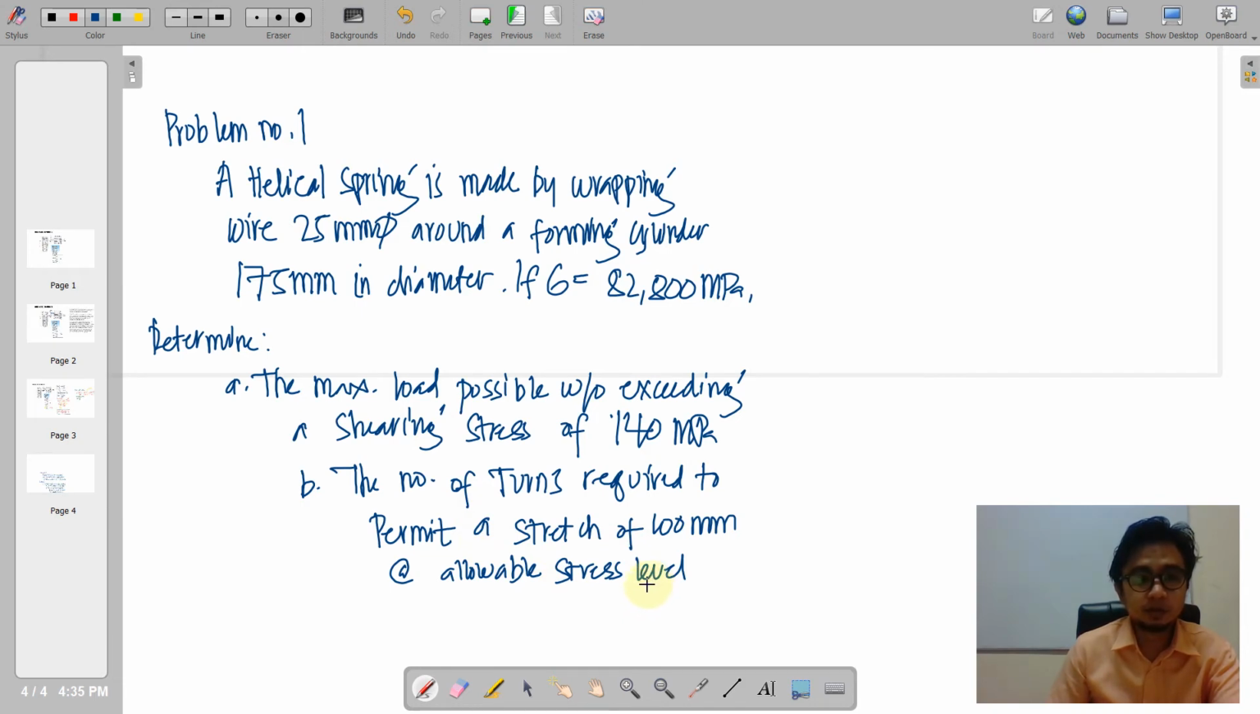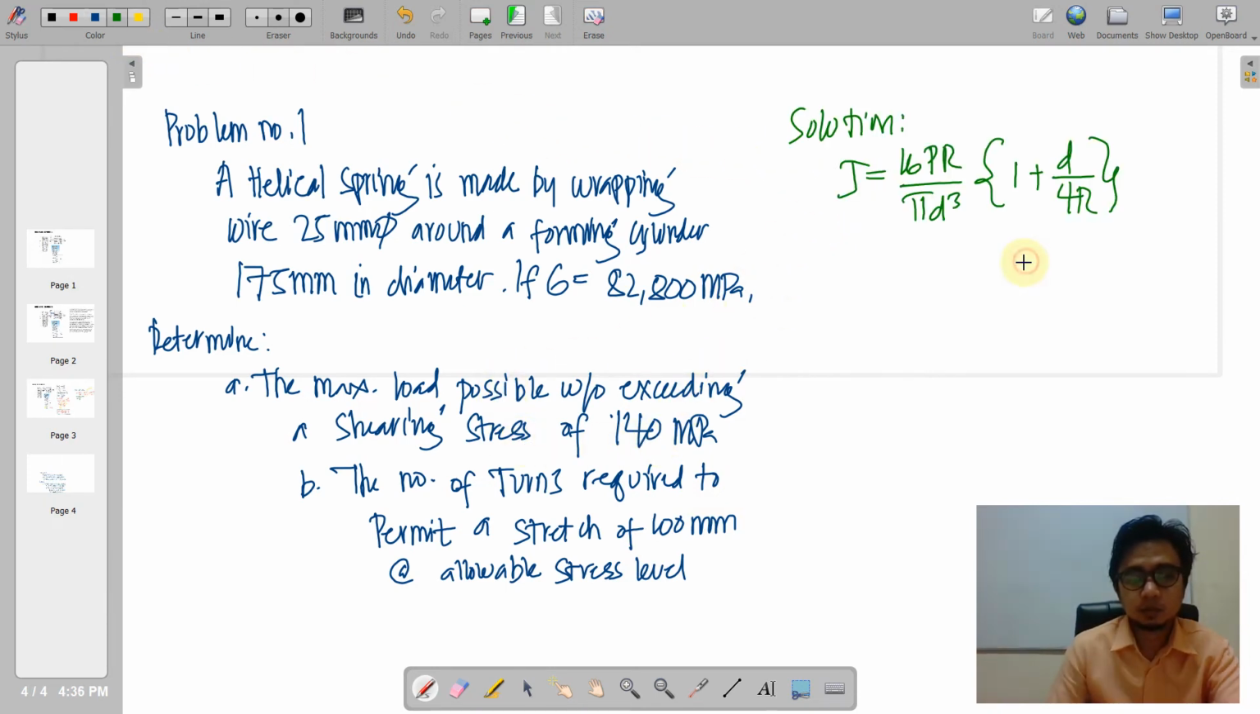So first and foremost, we are going to determine what are the formulas involved here. So we have the shearing stress. Of course, the shearing stress is given by this formula, 16 PR all over pi d cubed times 1 plus d over 4r.